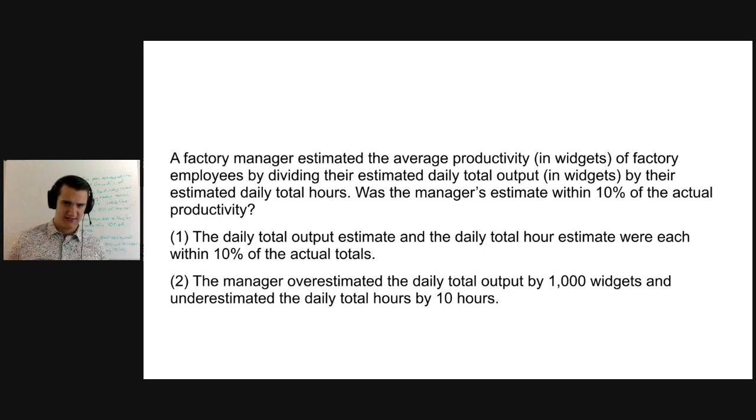Statement 1 tells me the daily total output estimate and the daily total hour estimate were each within 10% of the actual totals. And statement 2 tells me the manager overestimated the daily total output by 1,000 widgets and underestimated the daily total hours by 10 hours. So let's go ahead and take a look at this one on the board together.